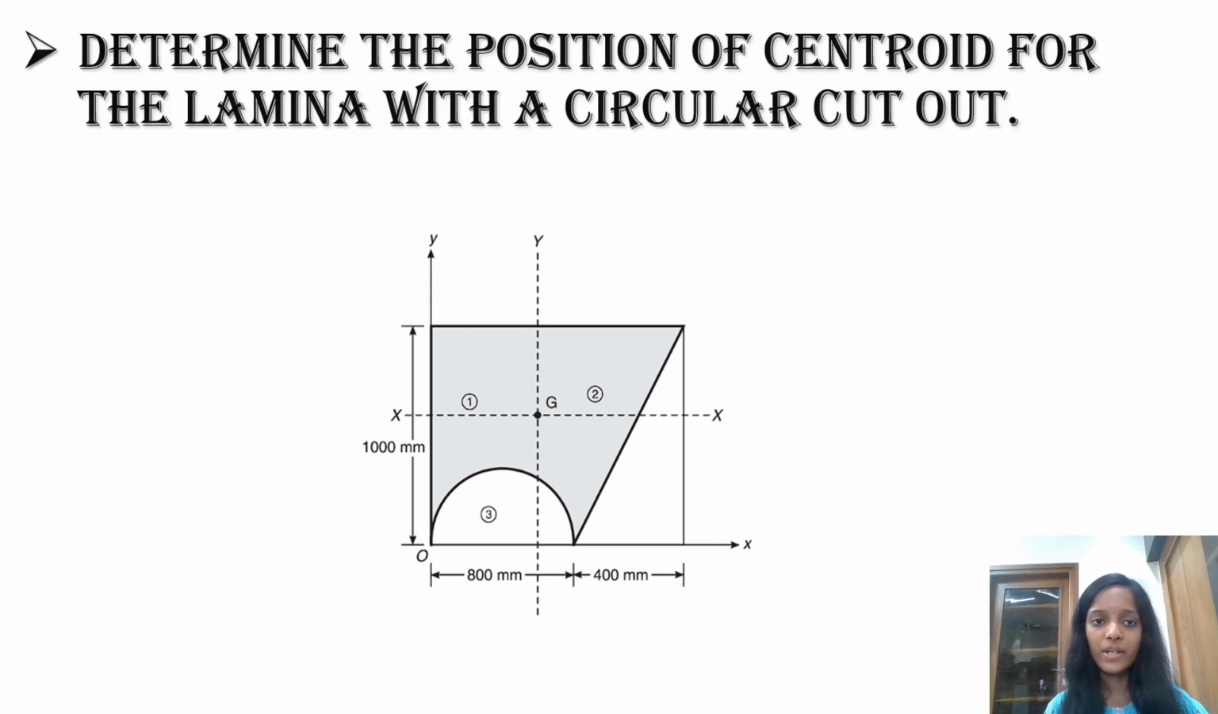This is the question. Determine the position of centroid of the lamina with a circular cutout. Like we have to calculate the position of centroid of the shaded area except for the unshaded area. First, we have to divide this total figure into known components, and then subtract the unshaded area and add the shaded areas. Let us get into it.